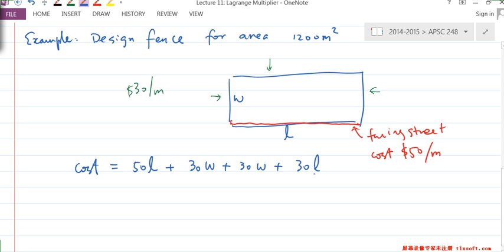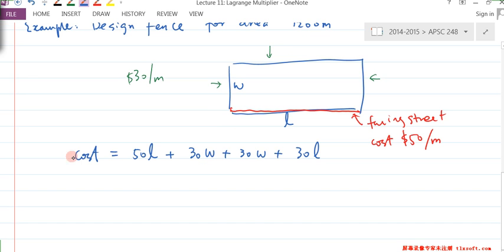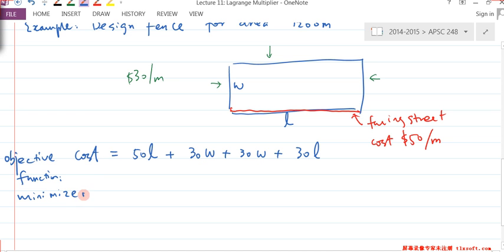And what we want is to minimize the cost. So in this case, this is my objective function. My objective is to minimize this thing here. So it's a minimization problem. We want to minimize this cost.